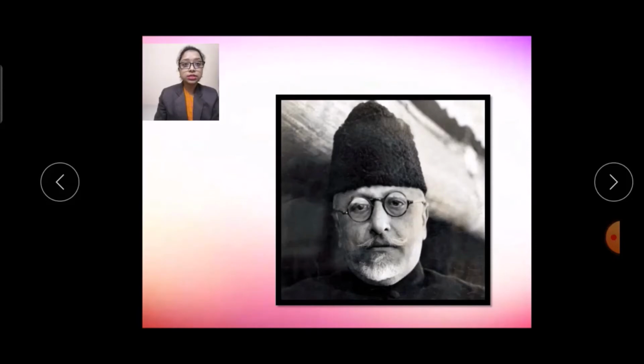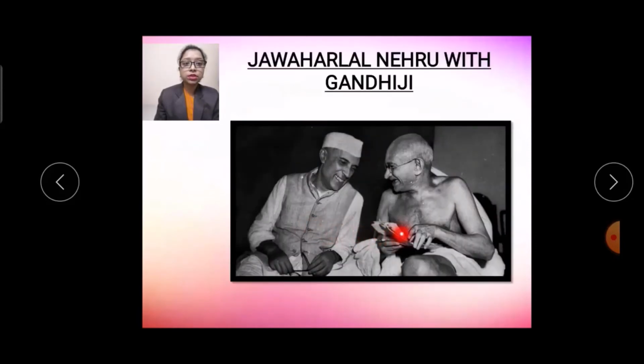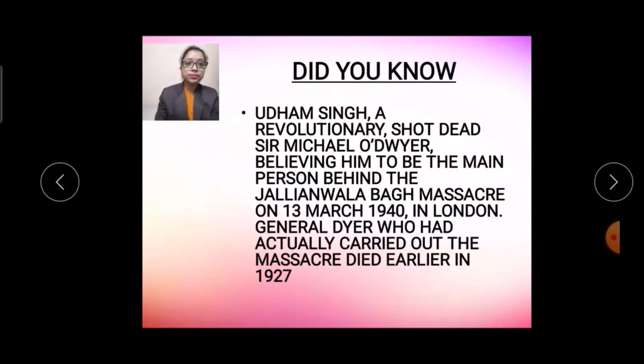So now let's see next, children. Here you can see both the leaders, Pandit Jawaharlal Nehru and Gandhiji sitting over here.